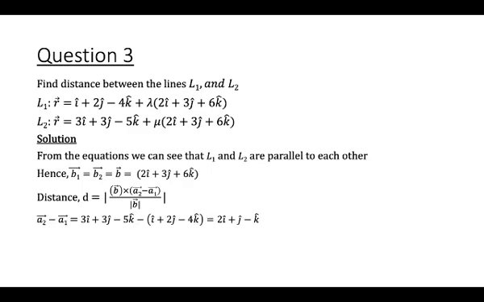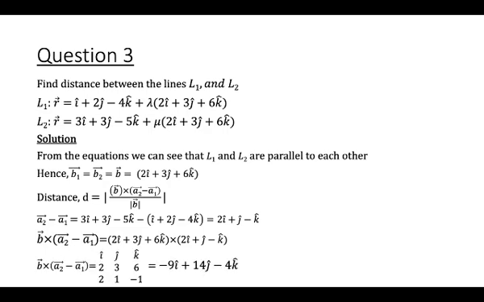So distance equals magnitude of vector b cross (vector a2 minus a1) upon magnitude of vector b. We find vector a2 minus a1, and this is 2i plus j minus k. Now vector b cross (vector a2 minus a1), and this is determinant with rows i j k, 2 3 6, 2 1 minus 1, and we get minus 9i plus 14j minus 4k.